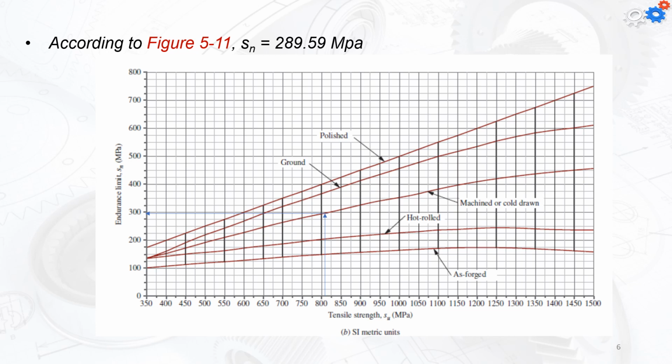What you can see here is the process of making the parts by using deformation and machining processes. We're usually going to do the forging, then the hot rolling, then the machining or cold drawing, then the grinding, then the polishing. We're going to consider that my part is definitely just machined or cold drawn, and we can find at the intersection that the endurance limit Sn is going to be equal to 289.59 megapascal.